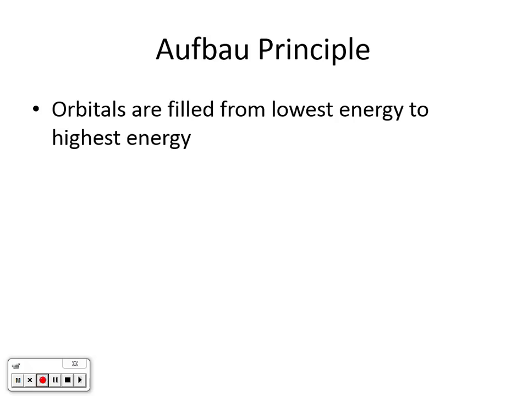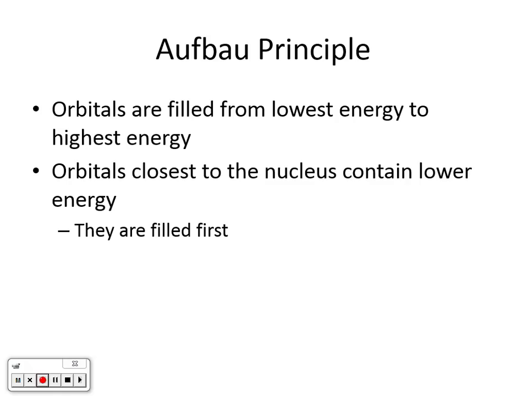That's true of any natural system. It will try to get to the lowest potential energy that it can naturally, and if it can't get to the lowest potential energy, it will get to the next lowest potential energy. That's true of all potential energy throughout the whole universe. As we've discussed, orbitals closest to the nucleus contain lower energy, so those are the ones that get filled up first.